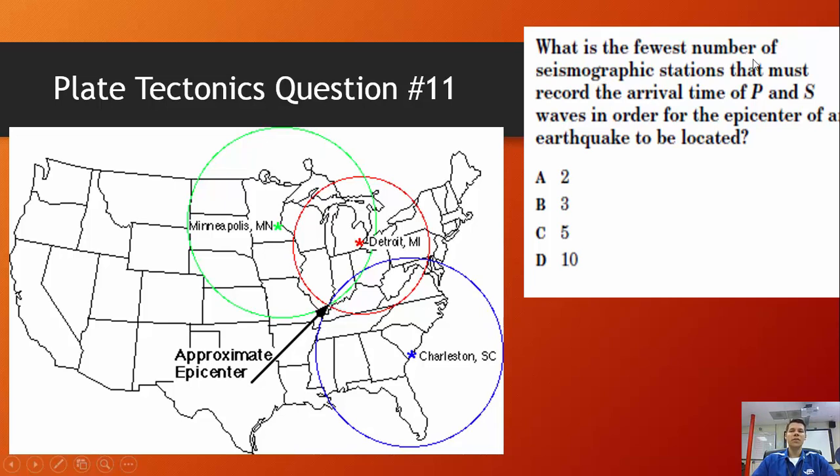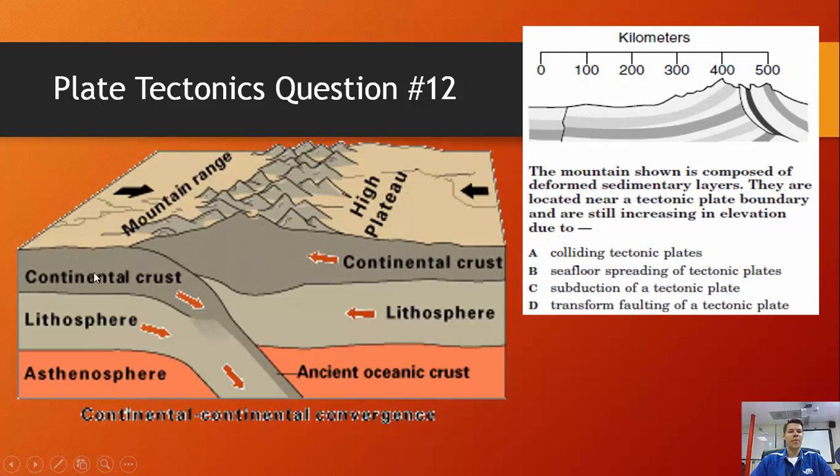So what's the fewest number of seismograph stations that must record the arrival times of P and S waves in order for the epicenter of an earthquake to be located? The answer is B. You need to triangulate it with 3 places. So B, 3.